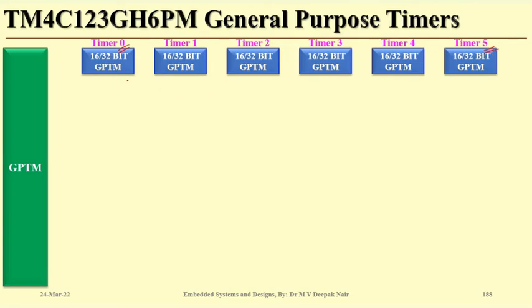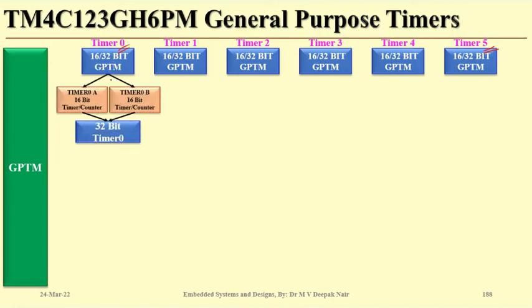and these timers can be either 16-bit or 32-bit. So there are 6 timers, 16-bit or 32-bit, which can be further divided into timer A and timer B. If you are individually using them, they can be maximum 16-bit. But if you combine these two, they can become one 32-bit timer also. So if you want to individually use them, you can call it a 16-bit timer, and if you want to combine these 16-bit timers, then it becomes timer 0.